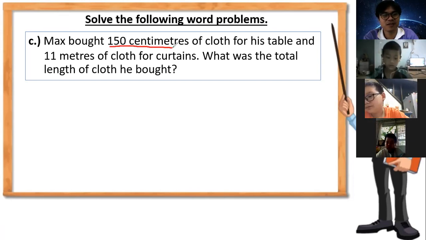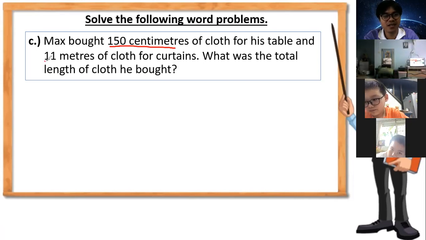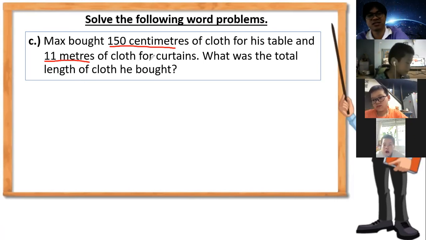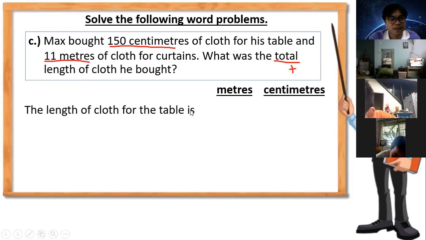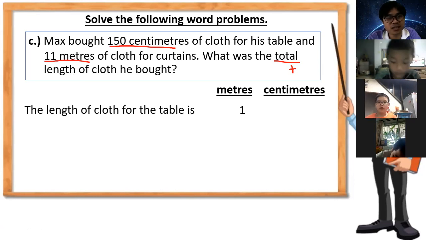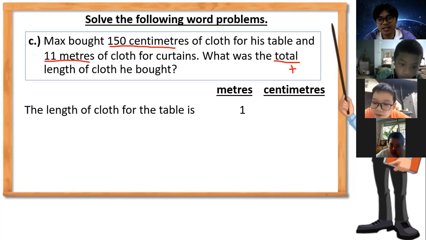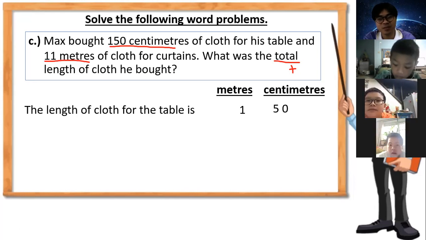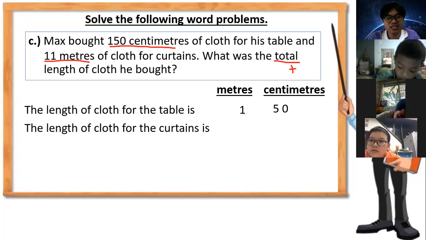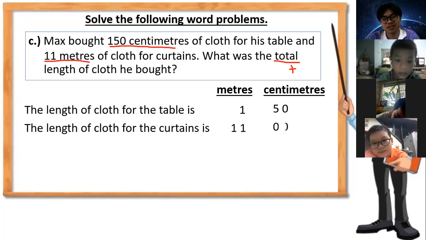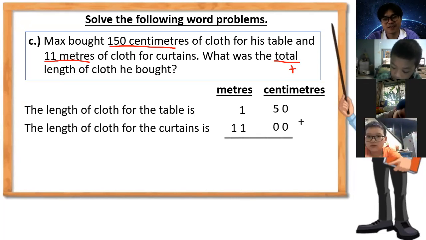Max bought 150 centimeters tablecloth and 11 meters cloth for curtains. What is the total? So this is plus, okay? This is plus. So let's go. Meters, centimeters. First, the length of cloth for the table is 1 meter and 50 centimeters. The length of cloth for the curtains is 11 meters. So there's no centimeters. Then plus. Okay, like that.